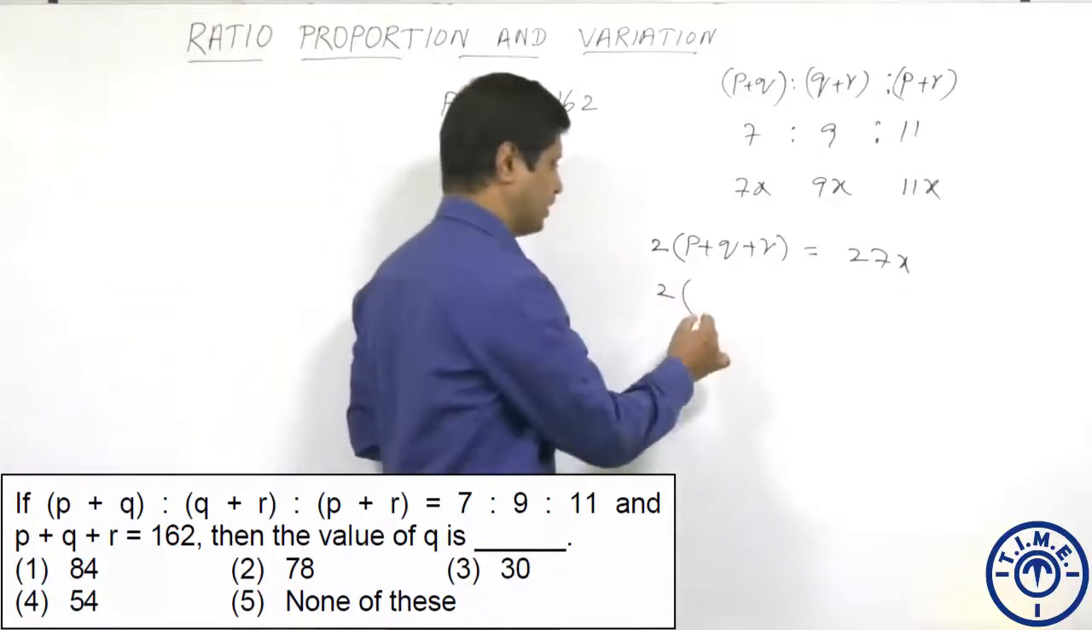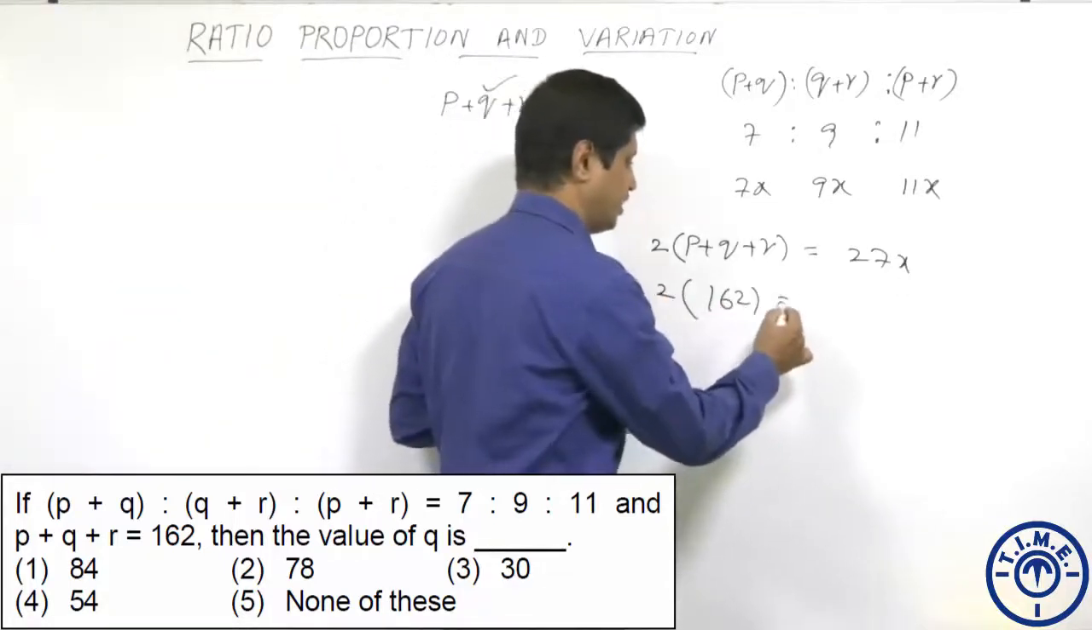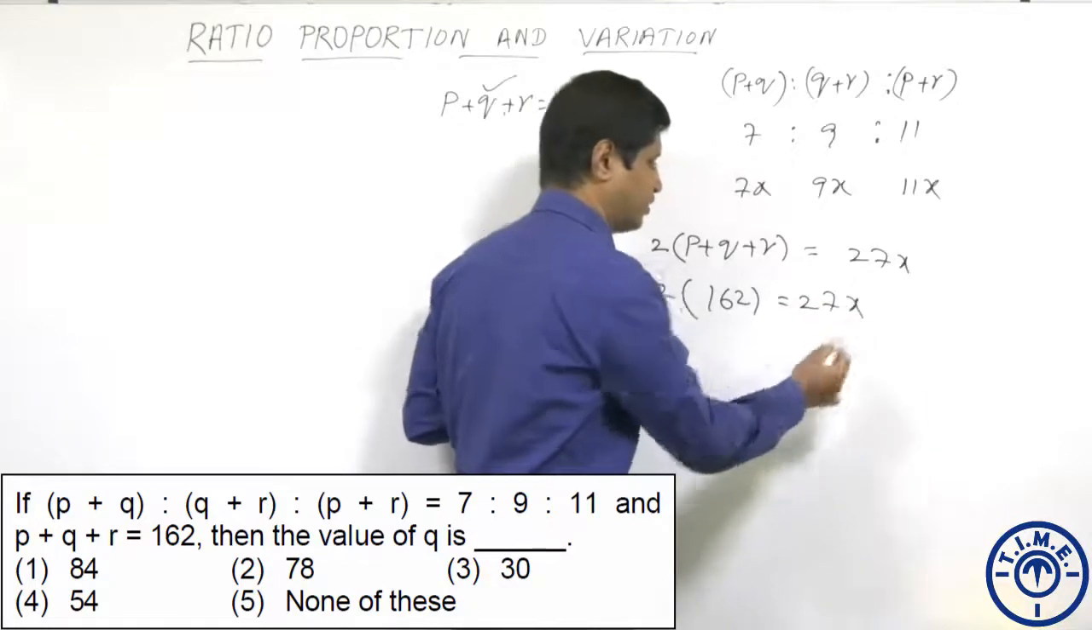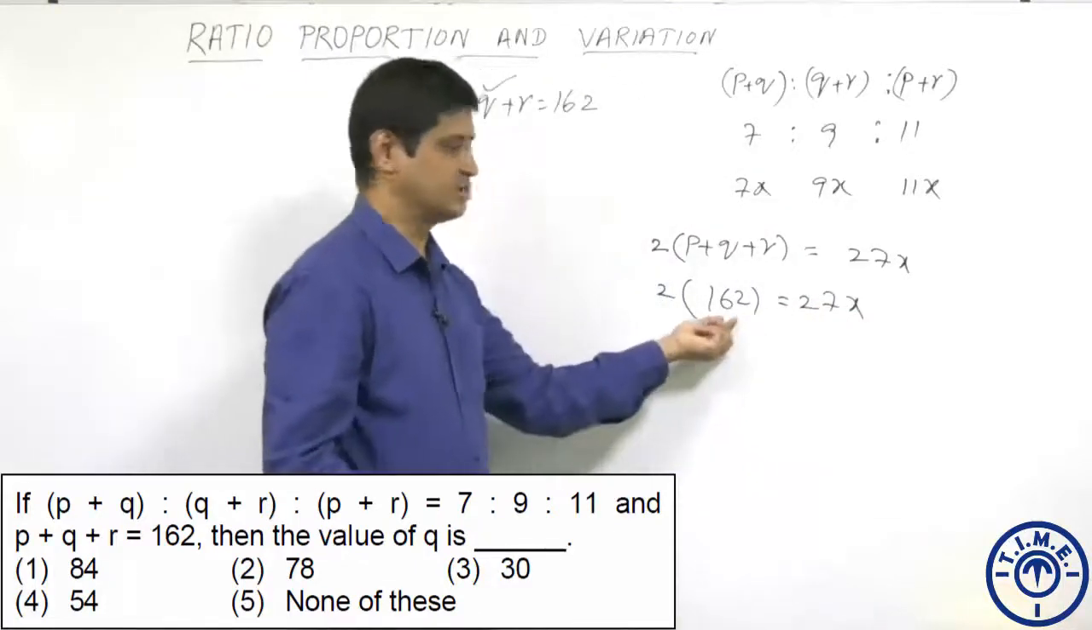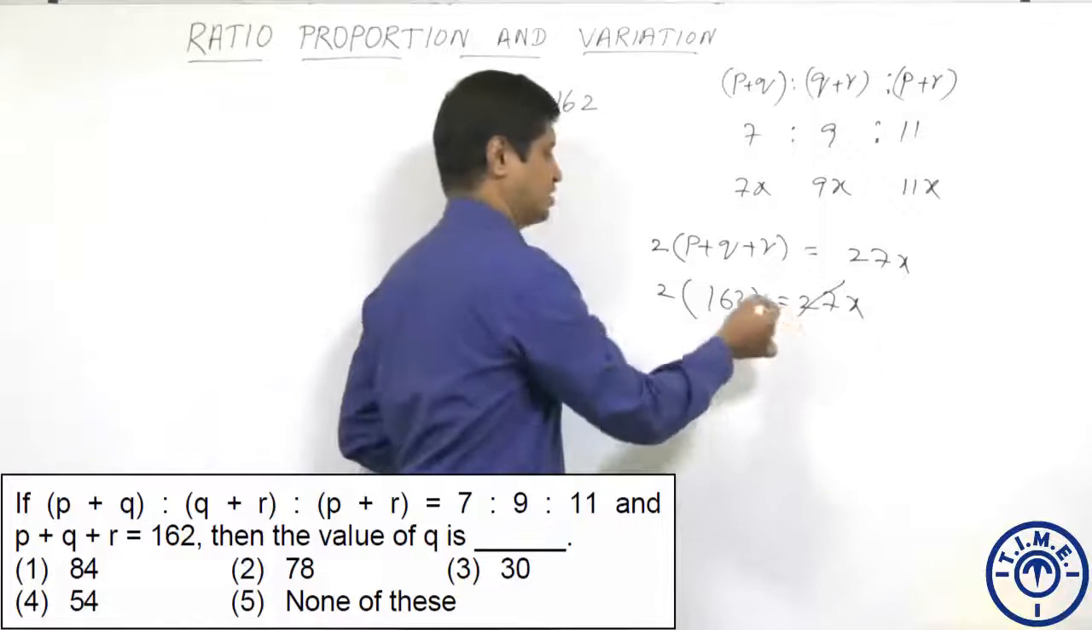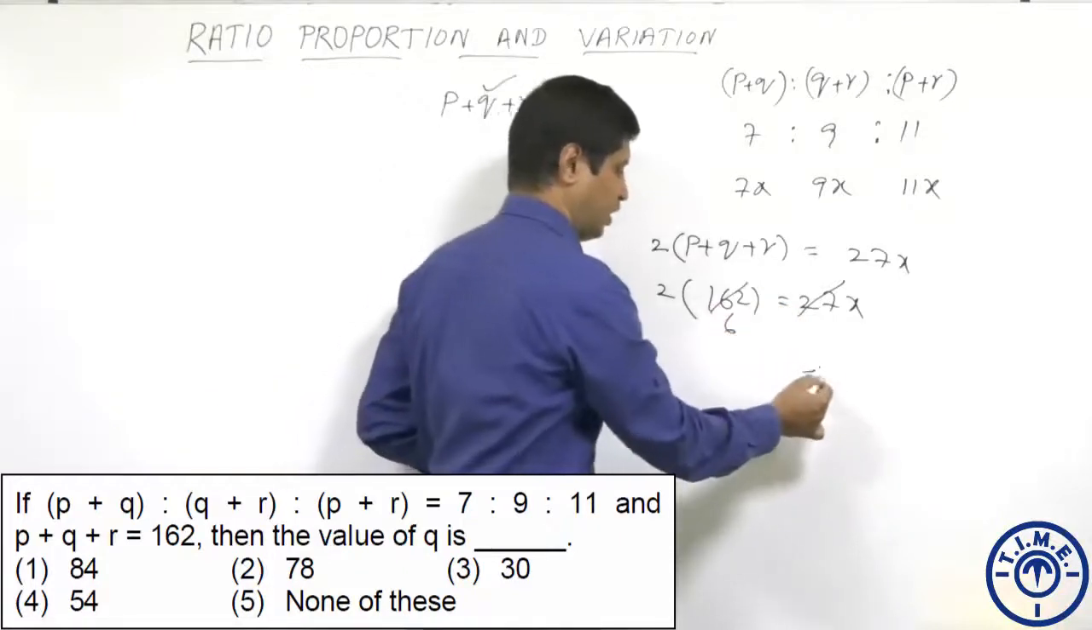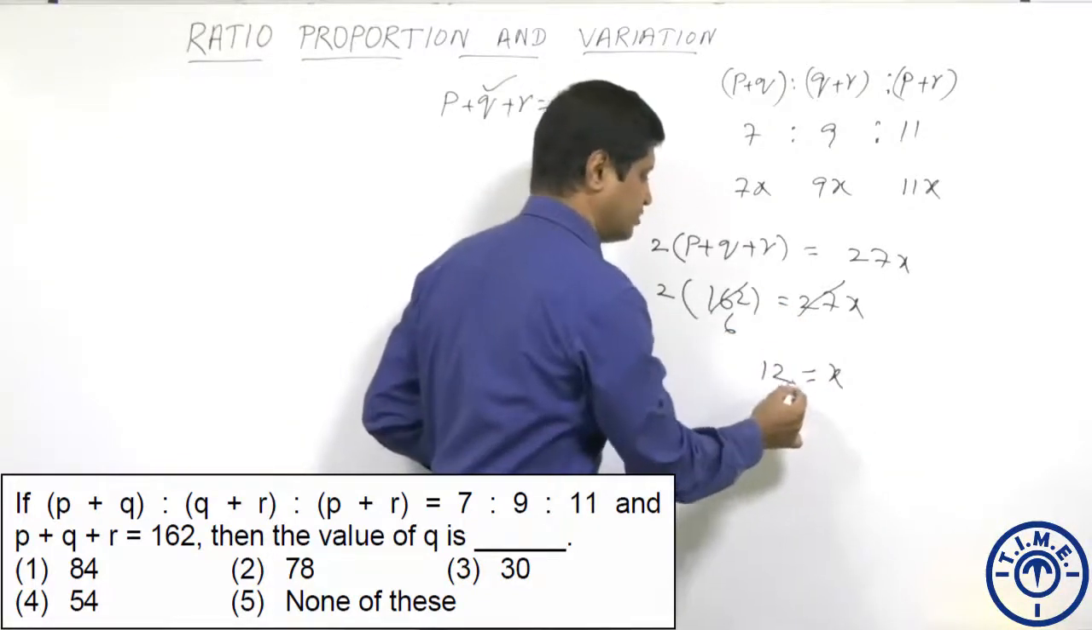When you substitute 162 here, we get the x value. What is the x value? 27 goes 6 times. Now 6 times 2 is 12. The value of x is 12.